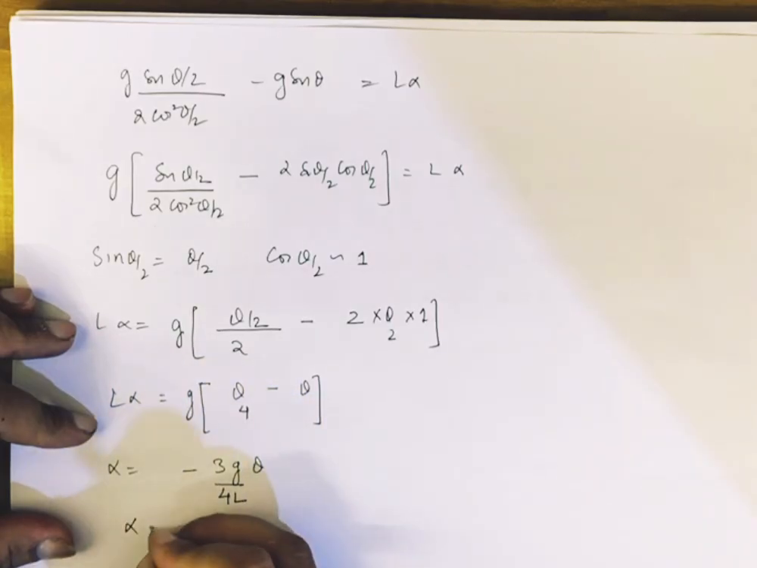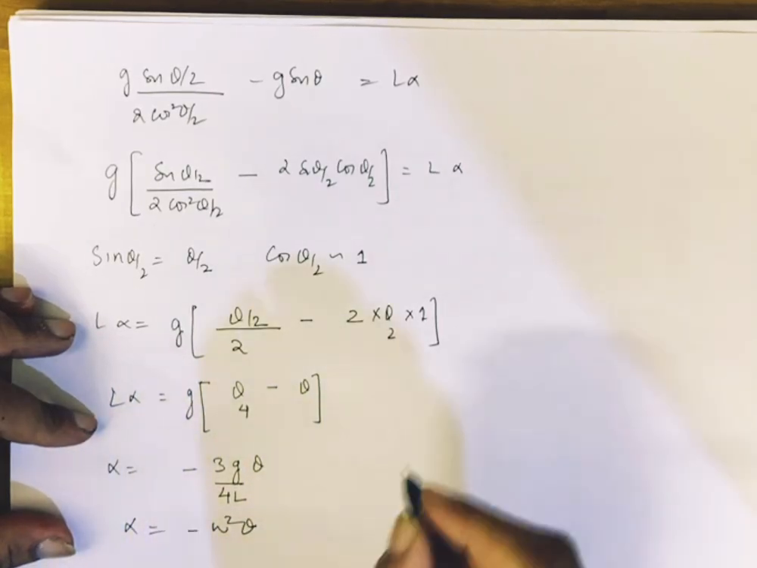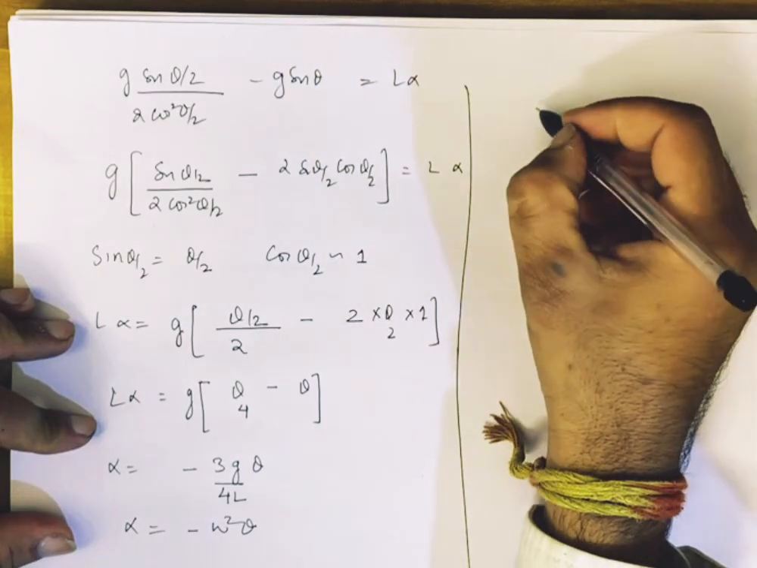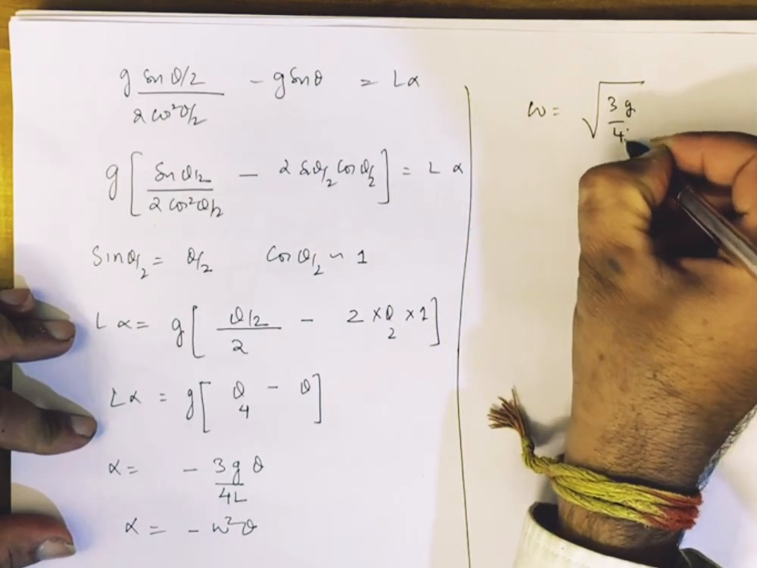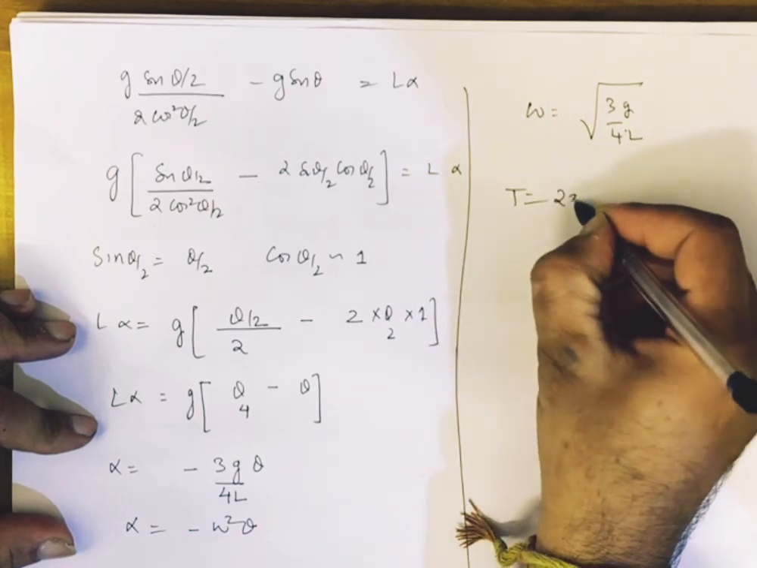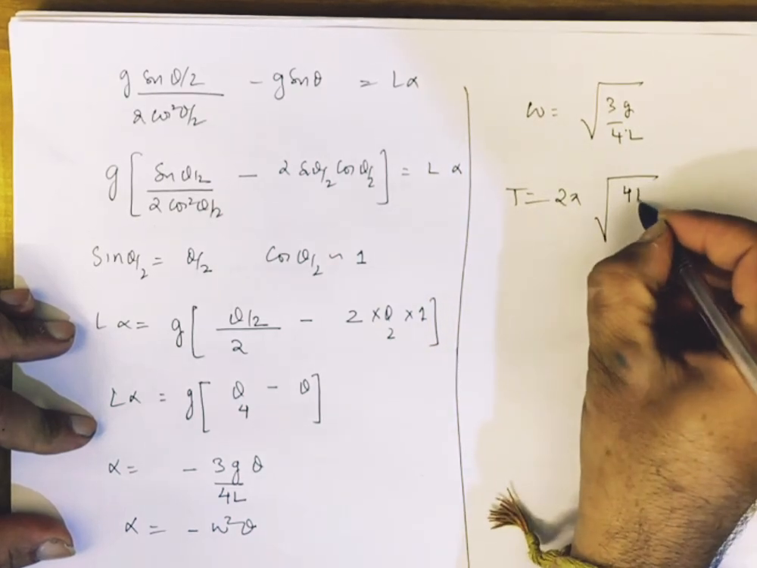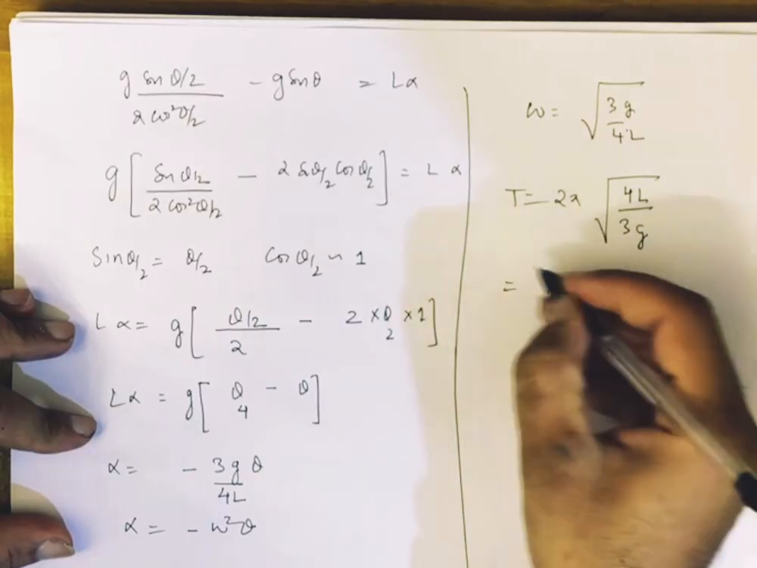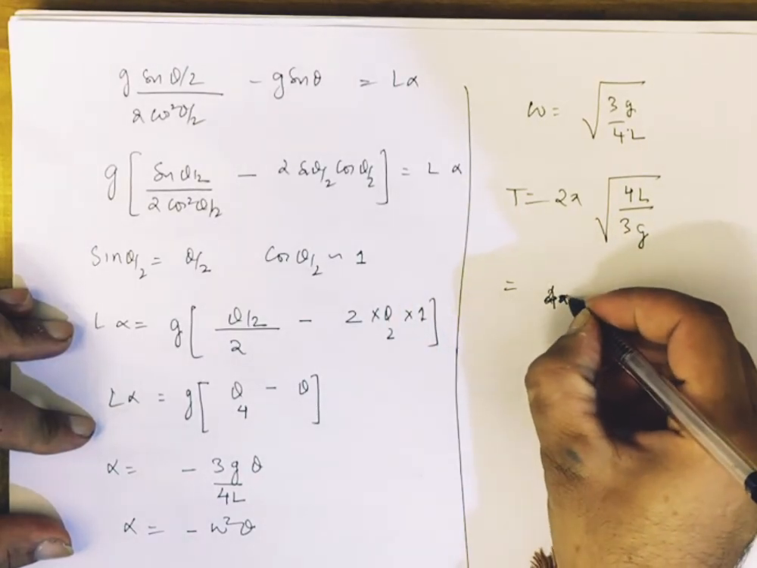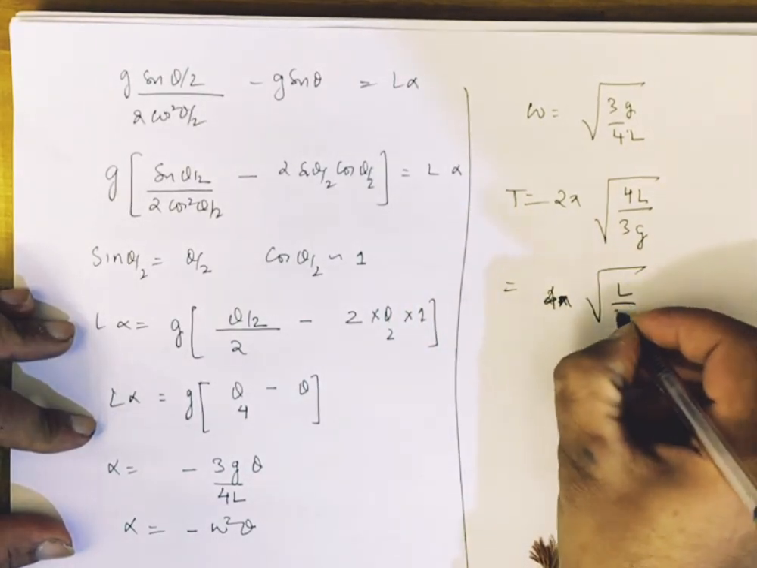So we got that expression, minus omega square theta, for time period. That means omega is square root of 3g by 4L, and time period will be 2 pi by omega. That is the answer to the question. So you can also take it out. It will become 4 pi root L by 3g.